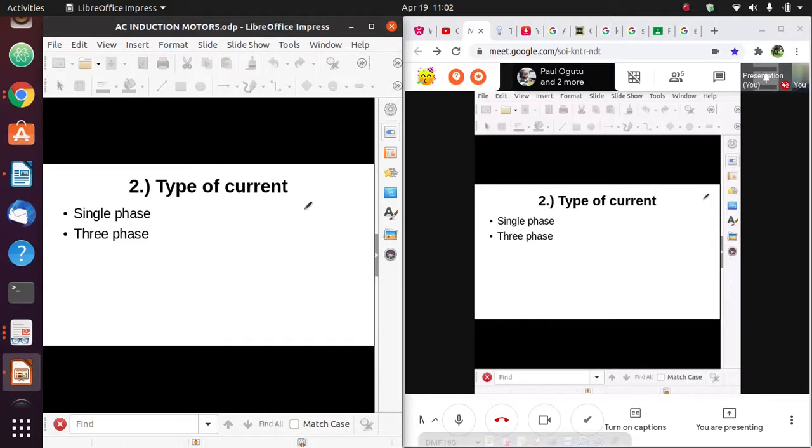Now, classification according to current. The supply current into the AC motor can be single phase or it can be three phase. Paul, I remember during our last physical class, I had asked you to go find out the difference between single phase and three phase. Nikakwambia the next time we meet utatuelezea tofauti. So what is the difference between single phase and three phase?